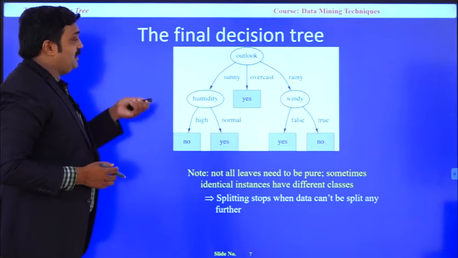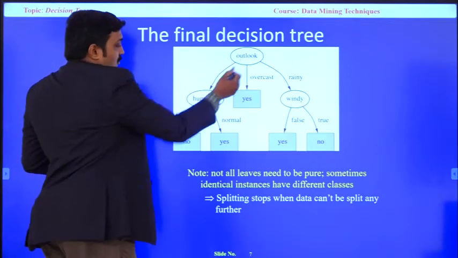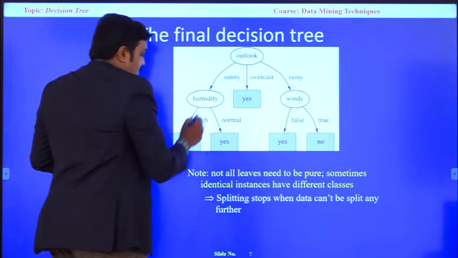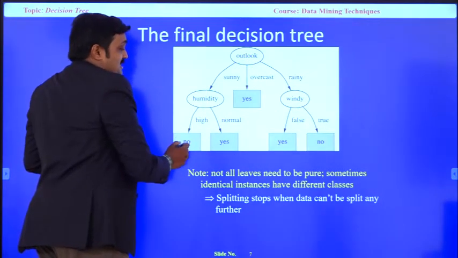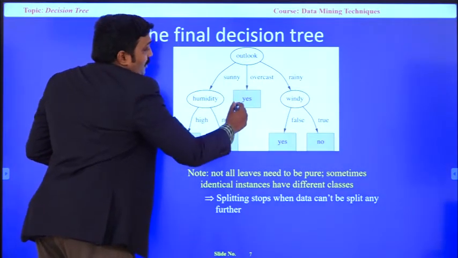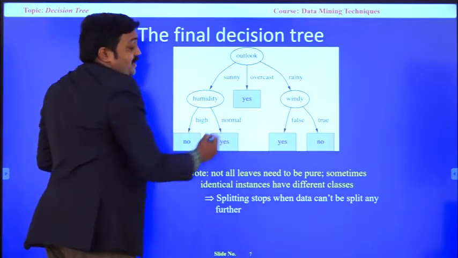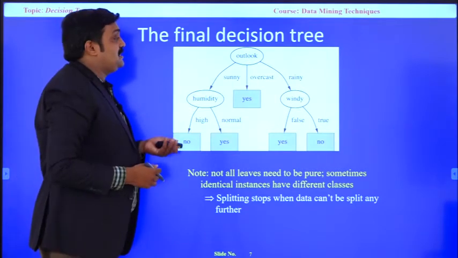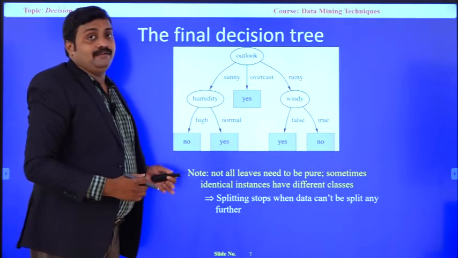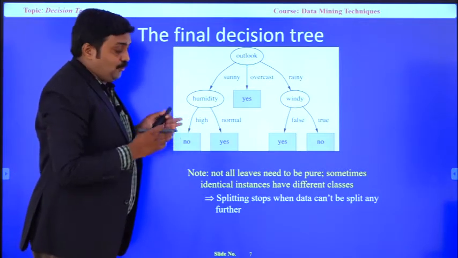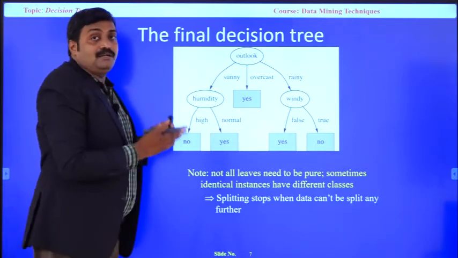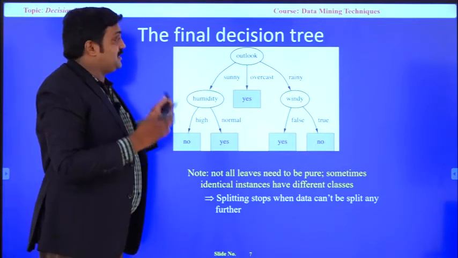Then finally we got the result: outlook, humidity and wind have 2 leaves as internal nodes, with the yes class and no class. And overcast is only one leaf node or class label called yes, because all the values belong to the same class. This is the way how we are going to calculate information gain and entropy for each and every attribute. Based on that, we are going to construct a decision tree.